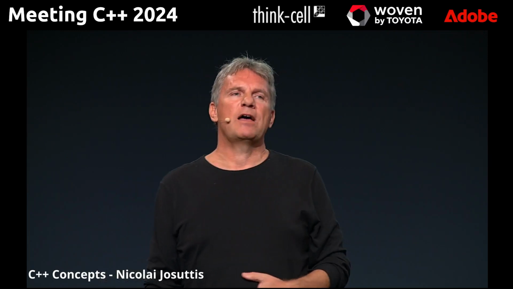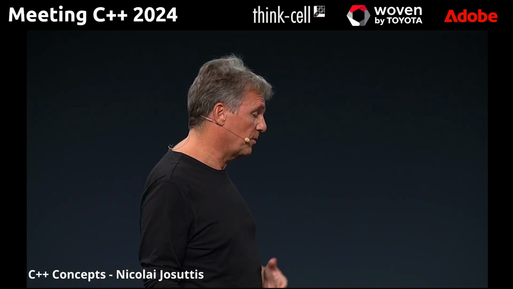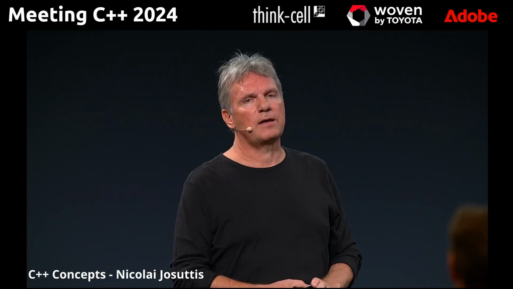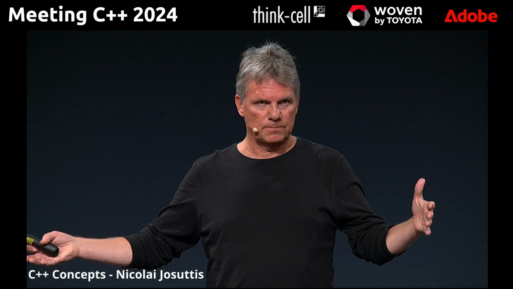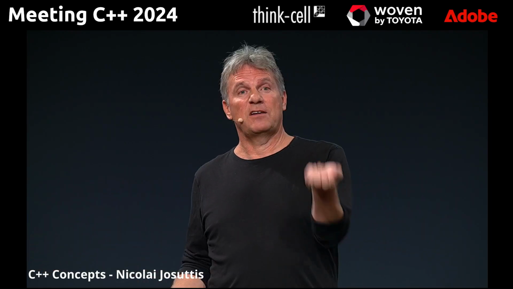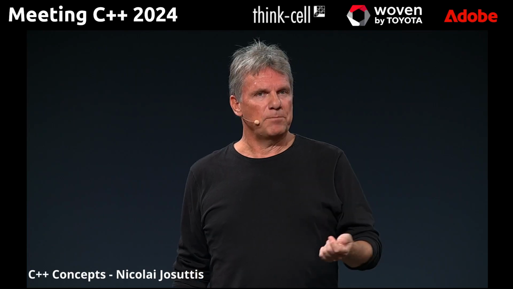And the answer is the same as when this question came up about noexcept. Why can't we derive noexcept from the body of a function? Two reasons. First of all, we can separate the declaration from the implementation. And even with templates, that's possible. You need some tricks for that, but that's one benefit.